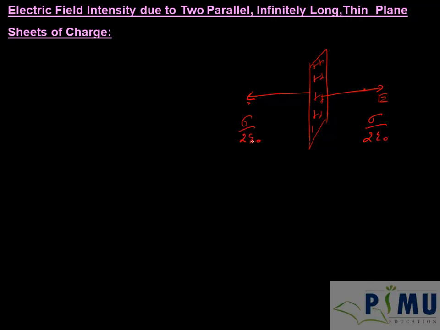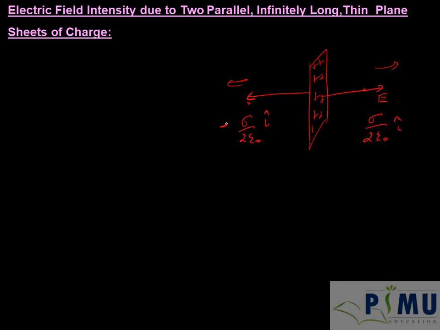And remember, it does not depend on distance. You can see there is no distance term in this expression. E is equal to sigma divided by 2 epsilon naught. You can have only a sign difference, because if this direction is taken as positive, this will be taken as negative. So we can say this field is sigma by 2 epsilon naught I cap, and on the other side it will be minus sigma by 2 epsilon naught I cap.